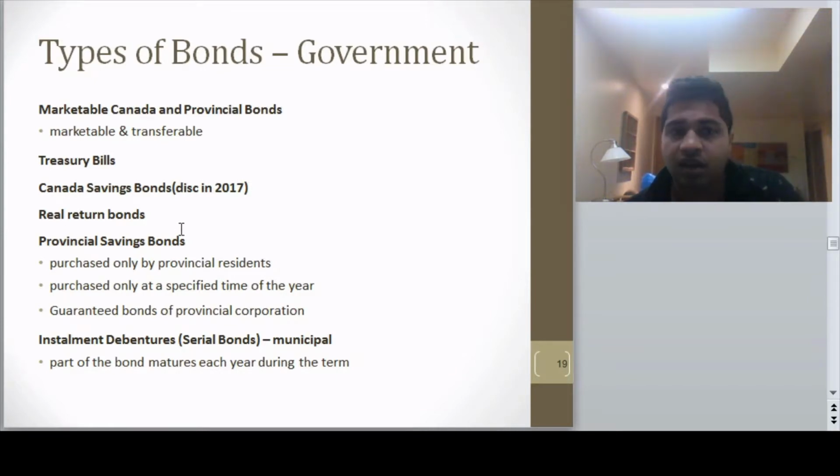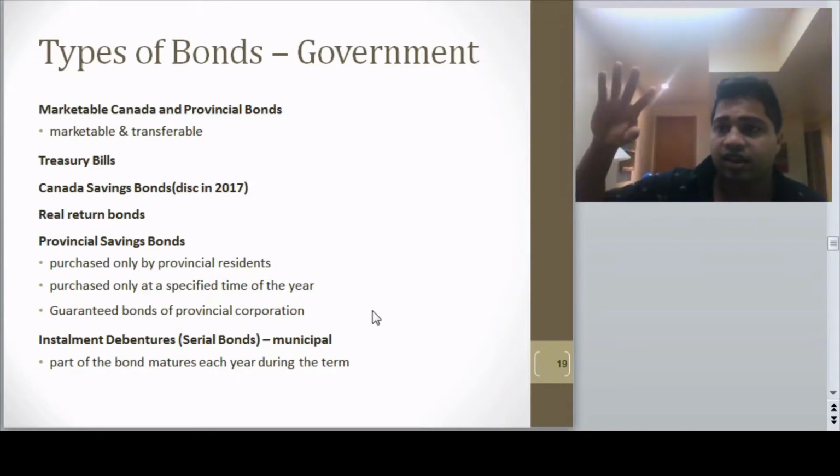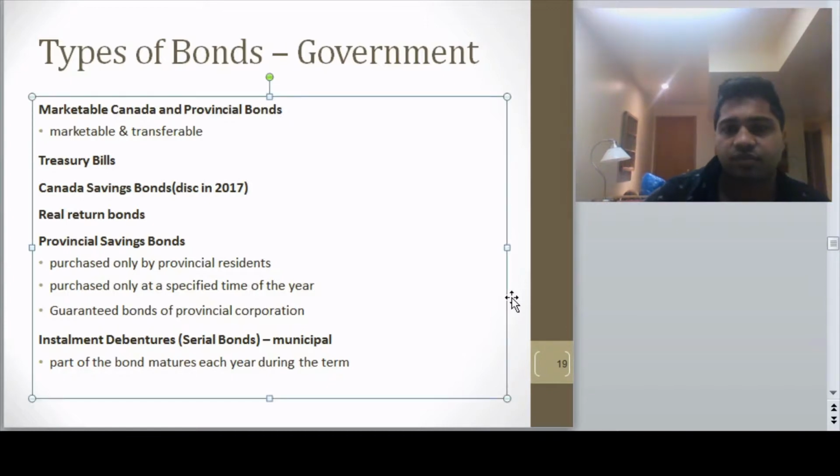Okay. Provincial savings bonds, so these are issued by provinces, can be purchased only by provincial residents, purchased only during a specified time of the year, and they are guaranteed bonds of provincial corporations also. For example, Ontario Electricity, the department agency, can issue certain bonds which are guaranteed by the province of Ontario. Installment debentures or serial bonds, so these are generally municipal bonds. Part of the bond matures each year during the term.